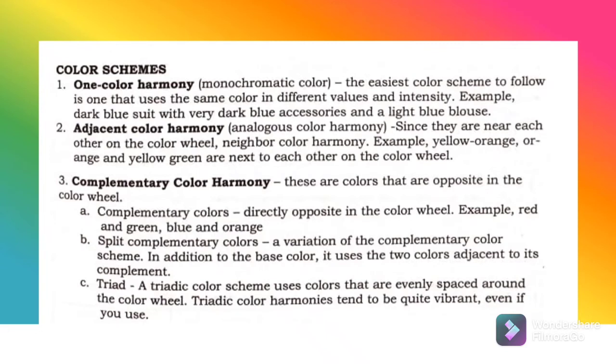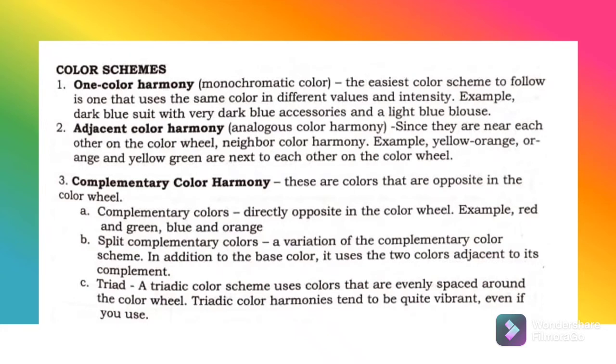Number two, we have adjacent color harmony, or analogous color harmony. Since they are near each other on the color wheel, it is also called neighbor color harmony. Example, yellow-orange or orange and yellow-green are next to each other on the color wheel. While for complementary color harmony, we have colors directly opposite each other on the color wheel. Example, red and green, blue and orange.